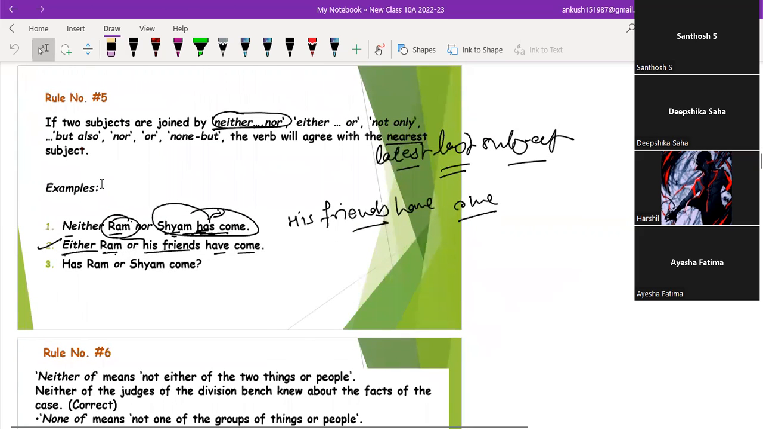Fifth is whenever there are the words like neither nor, either or, not only but also. So the verb will be agreed with the latest subject or nearest subject of the verb.